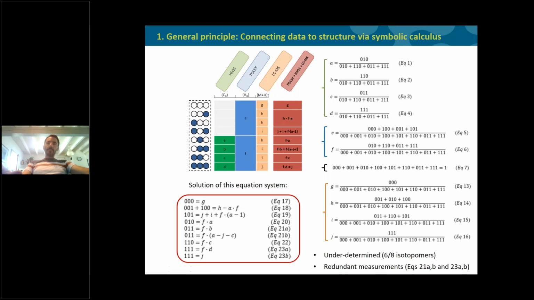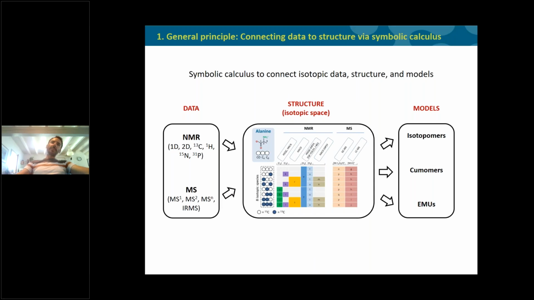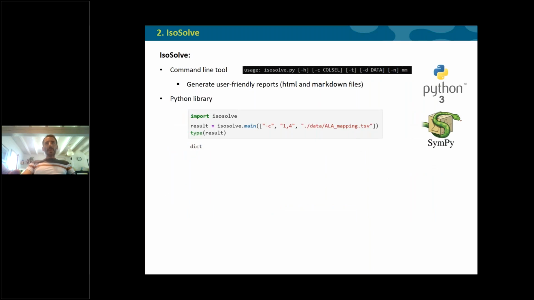So, with symbolic calculus, we can connect isotopic data to models and to different representations of this data from the isotopic space of the compound and the structure, basically the chemical structure of the compound. We have implemented this approach in IsoSolve, which is a tool that is freely available in Python on PyPI. It can be used either as a command tool or as a Python library, and it can generate very friendly end-user reports in HTML. I will show you some examples just after.